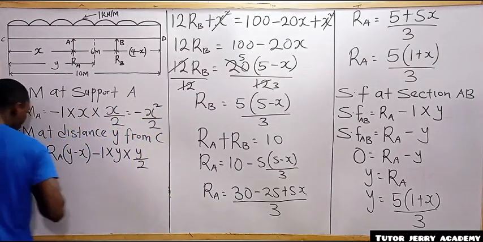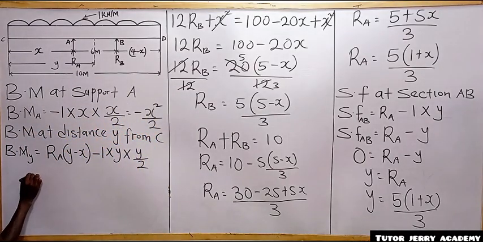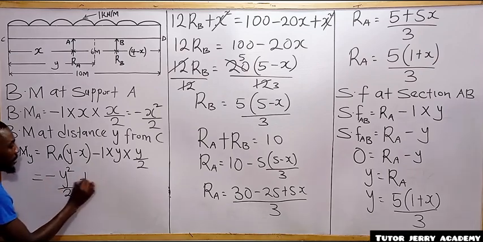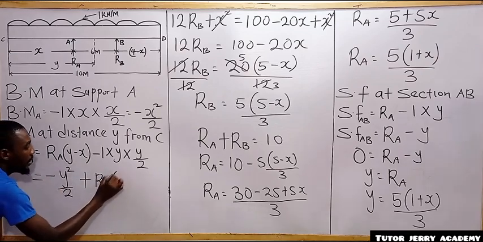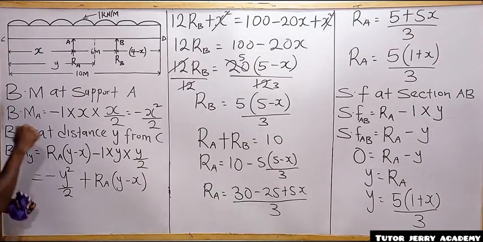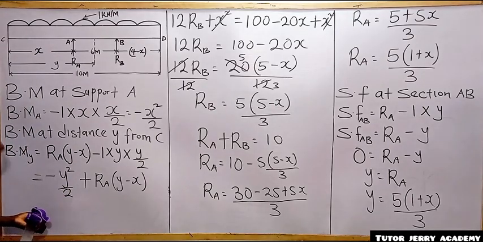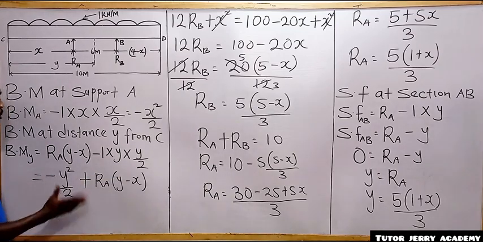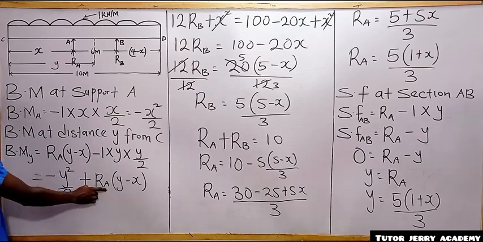Now, we can further rewrite this to be equal to minus y squared all over 2 plus R_A into (y minus S). All right. So if it is like that, it means that it can also be like this. The next thing we are going to do is just to substitute here. We are going to substitute for y, and then we are going to substitute for R_A.